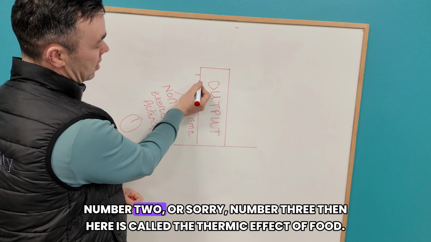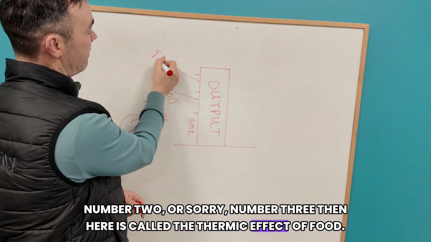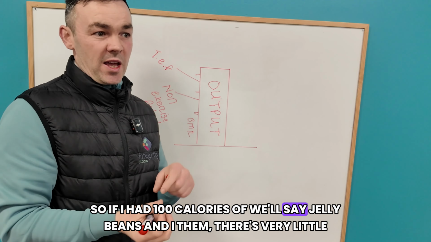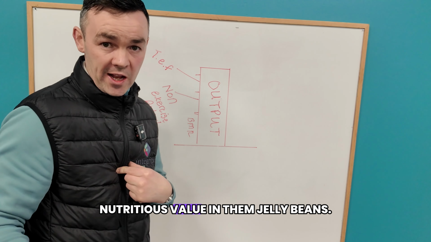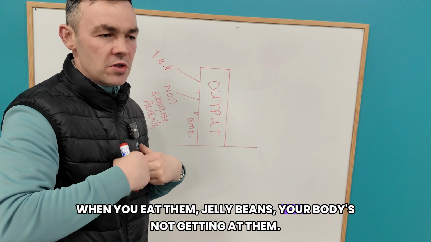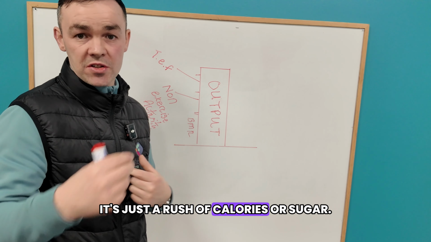Okay? Number three then here is called the thermic effect of food. So if I had 100 calories of, we'll say, jelly beans, and I ate them, there's very little nutritious value in them jelly beans. So when you eat them jelly beans, your body's not getting that out of them. It's just a rush of calories or sugar.